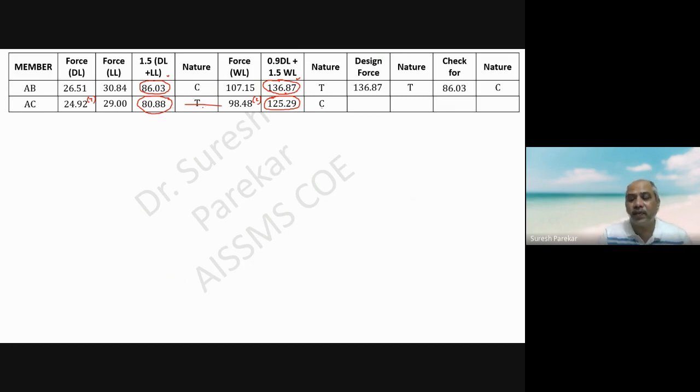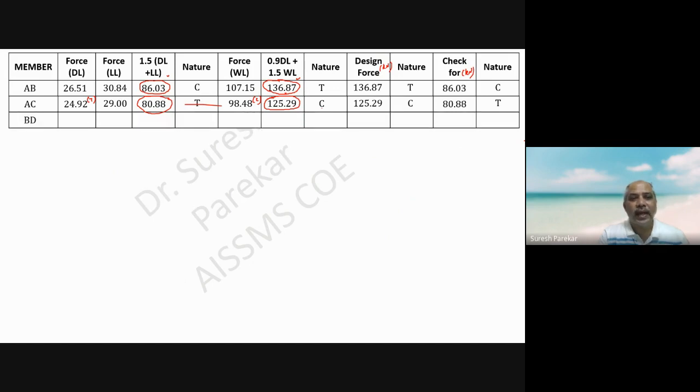Generally, due to wind we are going to get higher values than the load combination of dead load plus live load. And then we have to design for compression 125.29. All these forces, whether design forces or check forces, are in kilonewton, and we have to check it for 80.88 kilonewton, which is tensile. Likewise, now BD, again a top chord member, we have to design it for tension and check it for compression.